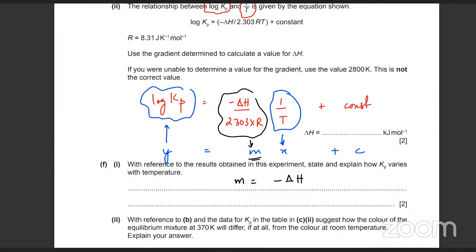So it's going to be minus delta H over 2.303 times R. And the value of R is also given. So the gradient m is known, the value of R is also given in the question, so you can find delta H and that will give you this answer. Is this clear? You're very used to this in physics as well. Any equation, by comparison with y = mx + c, you can convert into a straight line equation, which he actually did. And m is your gradient. Is this part clear? Yes.